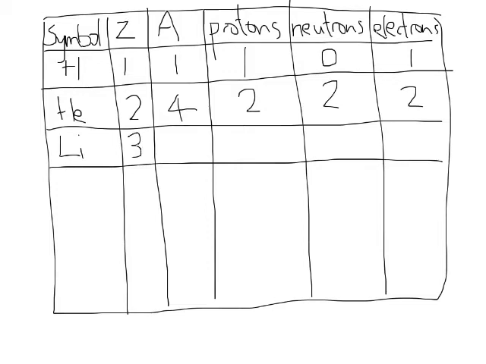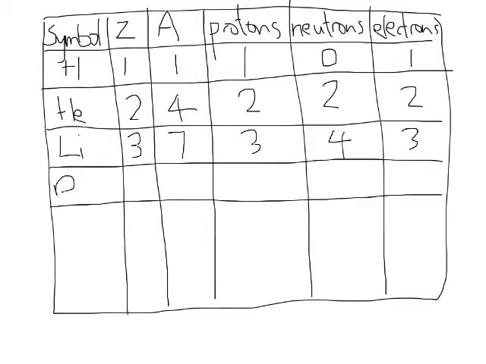3. The mass is 6.94. We'll round it up to a 7. We know that's a 3, that's a 3. See if you can guess what that number has to be there. Press pause, come back when you think you know the answer. Let's check the answer. It's 4.